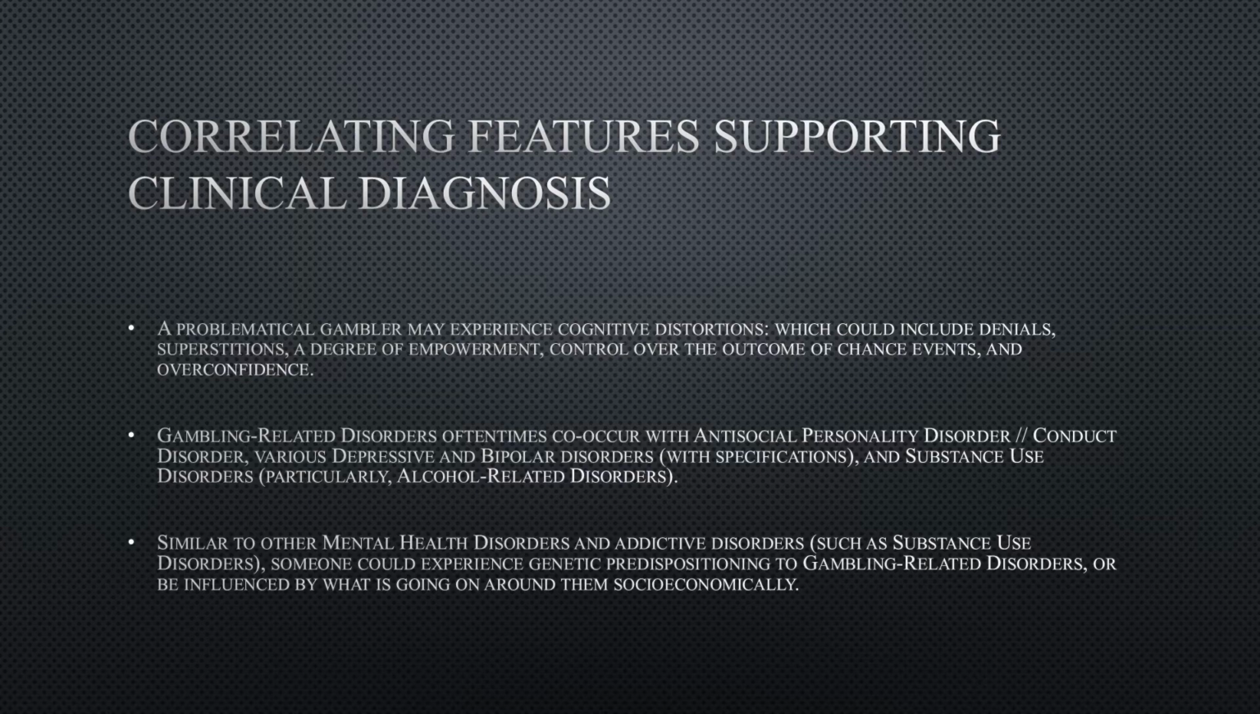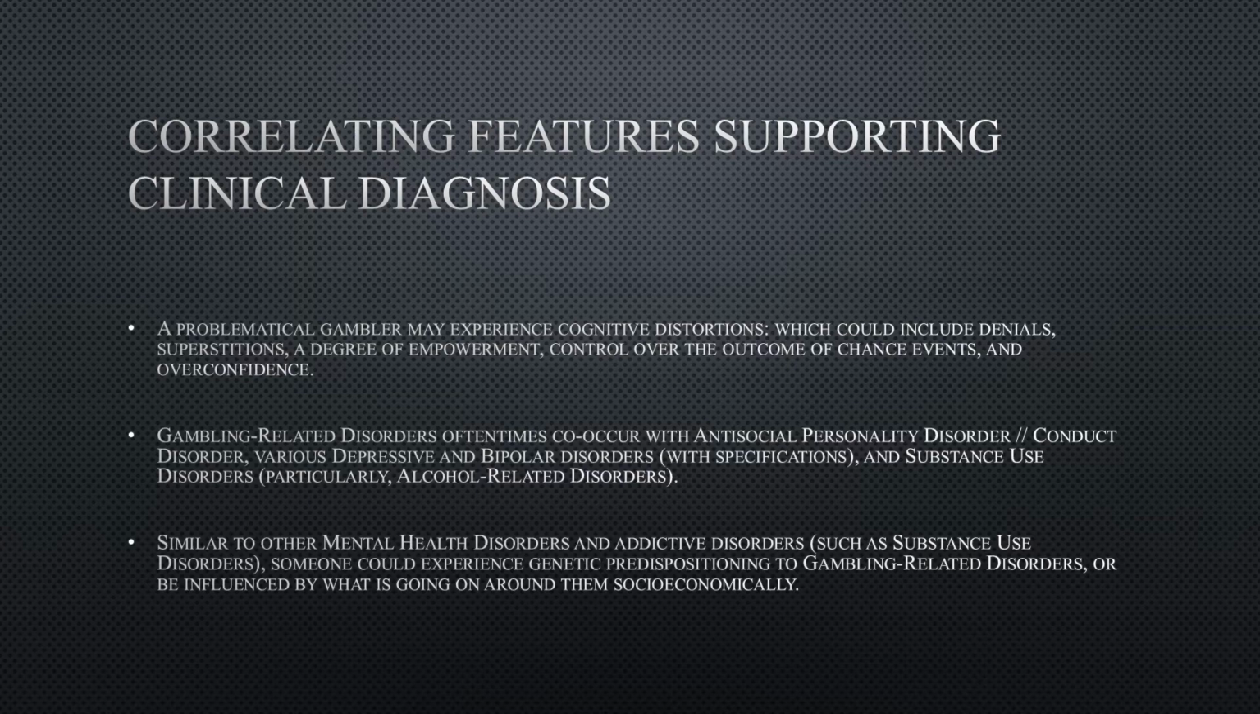Gambling related disorders oftentimes co-occur with antisocial personality disorder or its adolescent juvenile counterpart, what's referred to as conduct disorder, which is generally diagnosed from a diagnostic perspective. That's generally a diagnosis that an adolescent will receive. But antisocial personality disorder is the adult equivalent of conduct disorder. In addition to those particular diagnoses, gambling related disorders could co-occur with various depressive and bipolar disorders with correlating specifications, as well as with substance use disorders, particularly alcohol related disorders.